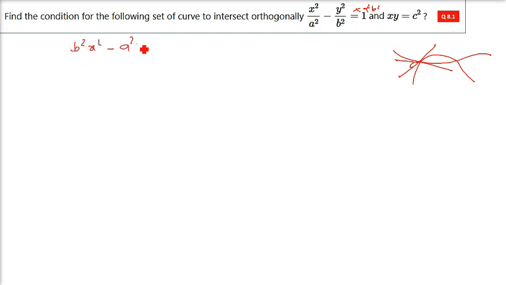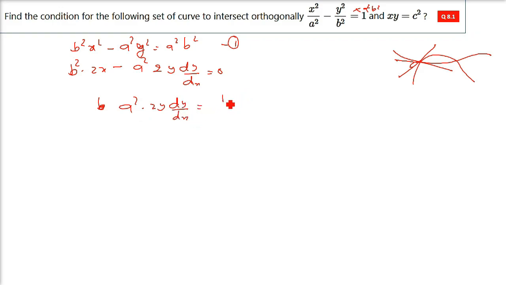Otherwise, you can go about it the way you choose. But I always encourage that make it only in the numerators. So multiplying by a square b square, now differentiating with respect to x. So b square 2x, a square 2y dy by dx, and on the right it will be 0. So we will get b square 2x, because it is negative, so on the right it will come as positive. So a square 2y dy by dx will be equal to b square 2x. You can cancel 2. So you'll get b square x divided by a square y. This is the dy by dx or the m1 or the slope of the tangent to the first curve.